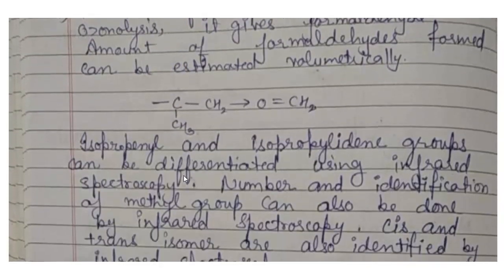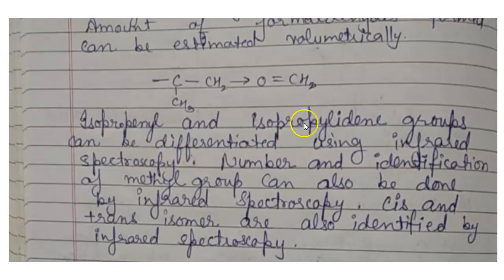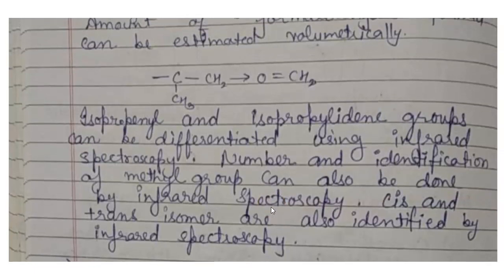Isopropyl and isopropylidene groups can be differentiated using infrared spectroscopy. Number and identification of methyl groups can also be done by infrared spectroscopy. Cis and trans isomers are also identified by infrared spectroscopy.